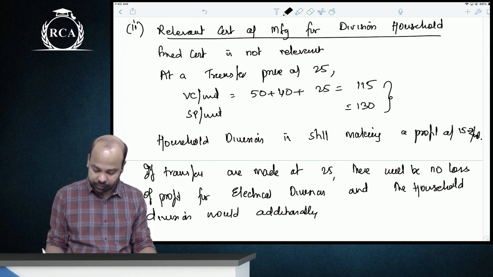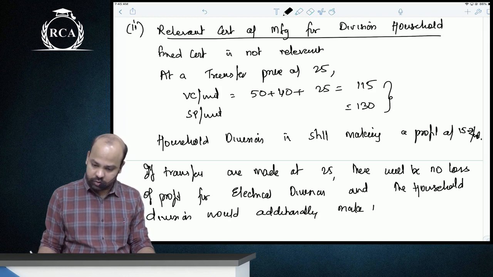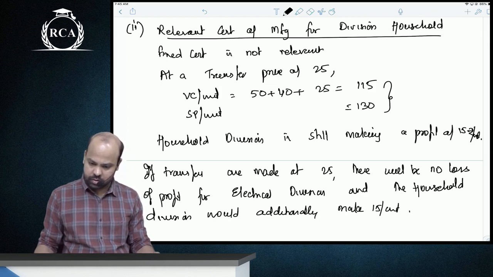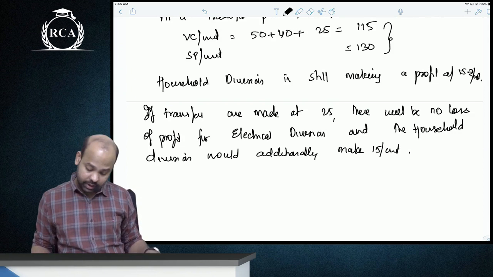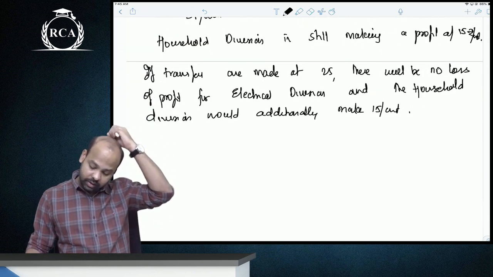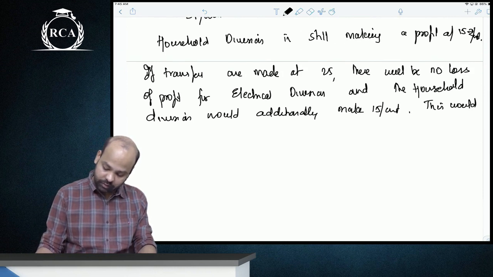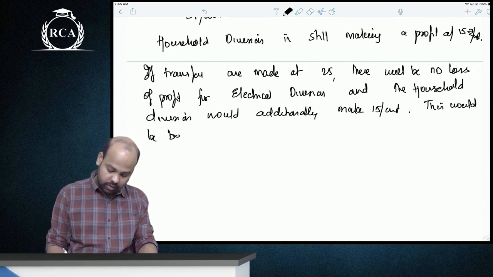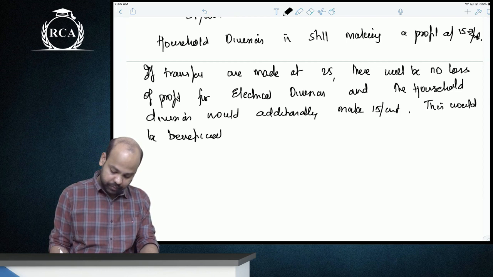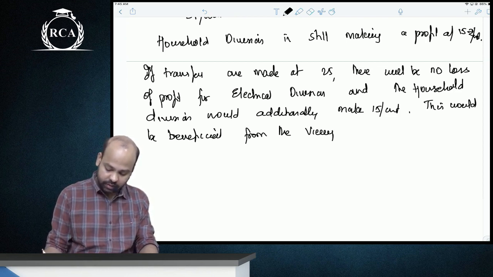Yes or no? Is it understood, sir? Yes. So this would be beneficial from the viewpoint of the entire company. Let us not forget the fact, guys, from the viewpoint of the company.